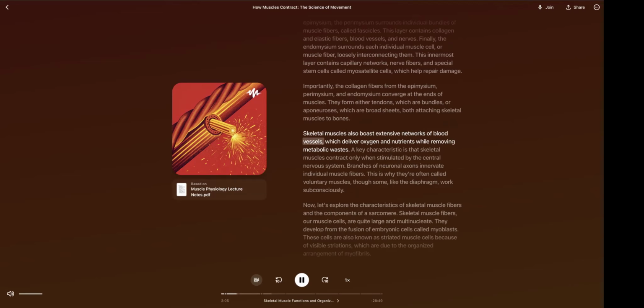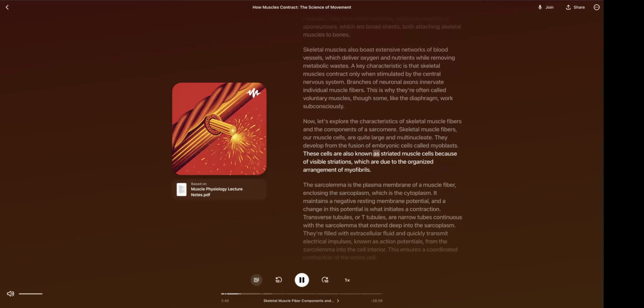Now let's explore the characteristics of skeletal muscle fibers and the components of a sarcomere. Skeletal muscle fibers, or muscle cells, are quite large and multinucleate. They develop from the fusion of embryonic cells called myoblasts. These cells are also known as striated muscle cells because of visible striations, which are due to the organized arrangement of myofibrils. The sarcolemma is the plasma membrane of a muscle fiber, enclosing the sarcoplasm, which is the cytoplasm. It maintains a negative resting membrane potential, and a change in this potential is what initiates a contraction.